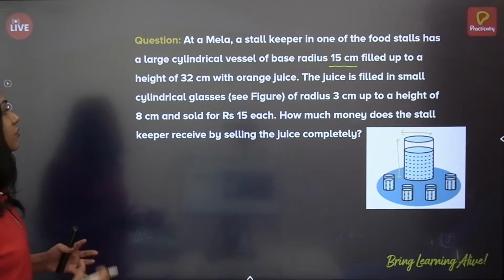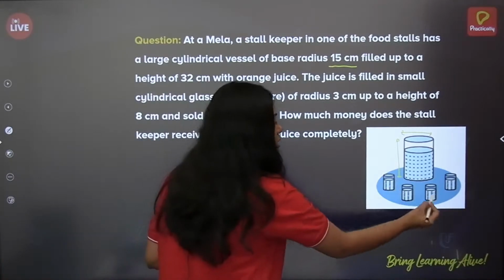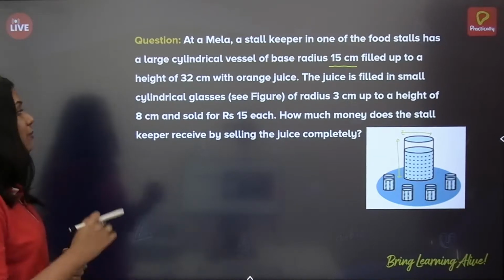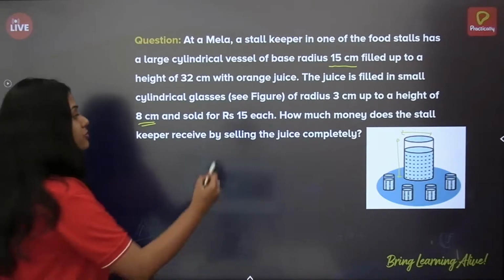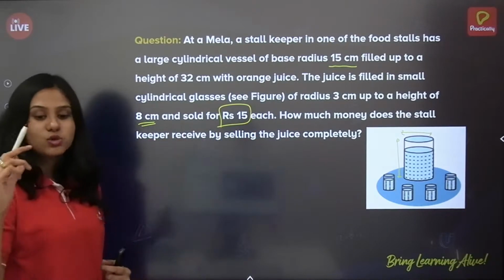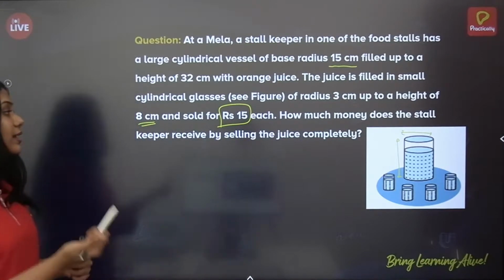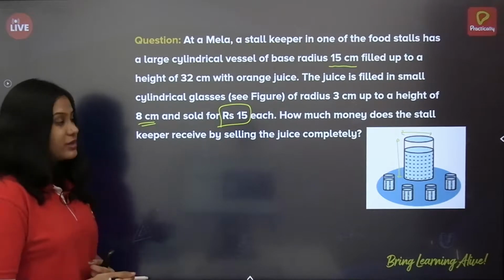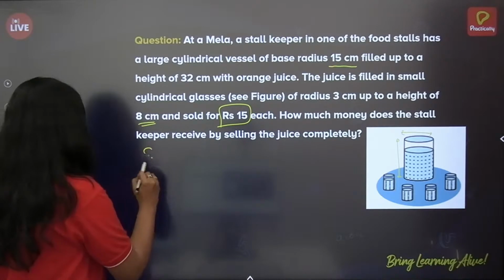The juice is filled in small cylindrical glasses. So the complete juice is filled in these small cylindrical glasses of radius 3 centimeters up to a height of 8 centimeters. Okay. And sold for rupees 15 each. One glass is sold for 15 rupees. How much money does the stall keeper receive by selling the juice completely? Okay, this is such a big question, right? Let us break it into fragments and write.